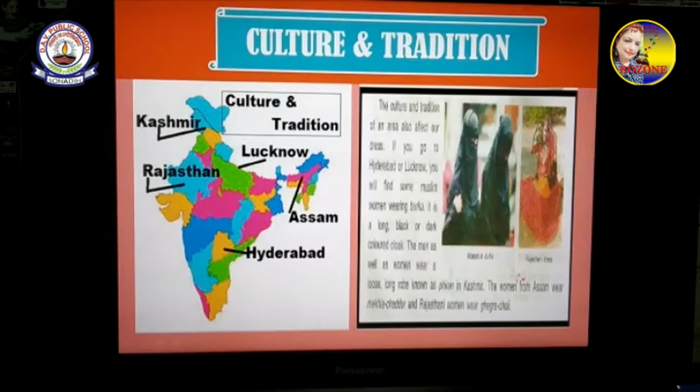Culture and tradition also play a very big role in choosing our dresses. So we are going to see in this part about culture and tradition. Now what is culture? We must understand this. Supposing in your family, your family members are following certain rules from the beginning, that this type of dress only we have to wear. We should not wear something else which is not permitted by the family members. So that becomes the culture from the beginning.